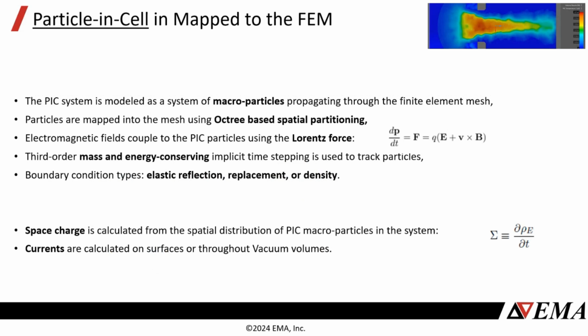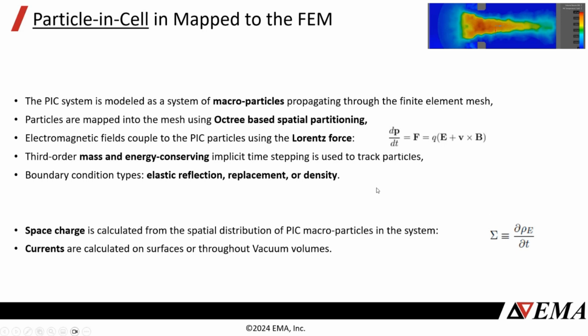So the particle in cell is a tool that is used to track electrons and ions. We don't track 10 to the 18 electrons. It's too computationally intensive. So we track what we call macro particles. These macro particles are moving throughout the mesh in 3D, and they are mapped onto the mesh using this octree spatial partitioning tool. Each macro particle, we calculate the Lorentz force associated to them based on the fields in the system at each time step, and we can solve for how they redistribute based on those fields. We have mass and energy conserving methods, as you'll see later, that are key to make sure that these particles exchange energy and are tracked properly inside the system, and various boundary conditions as well.